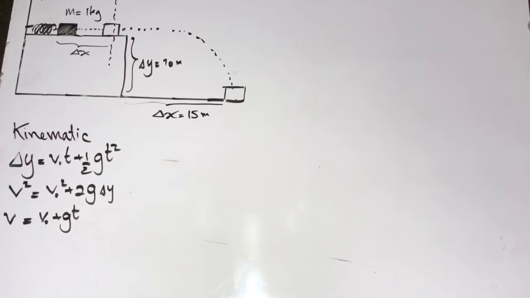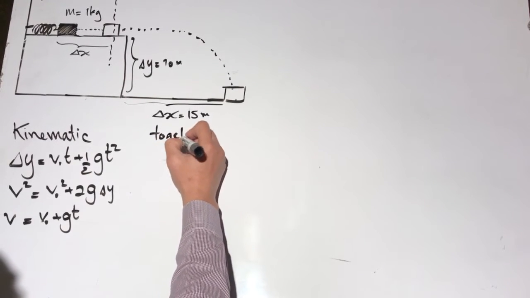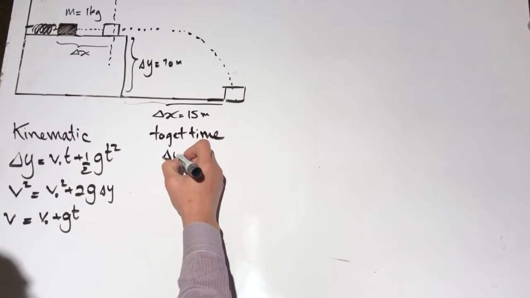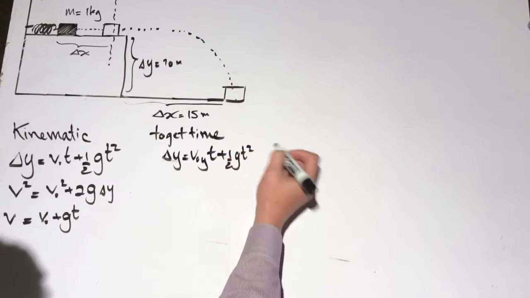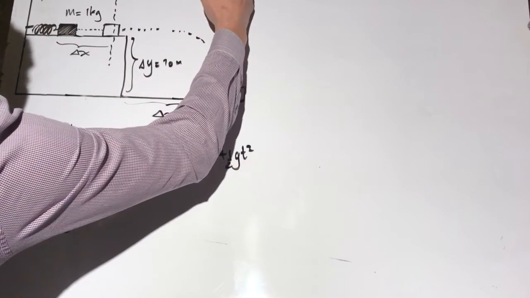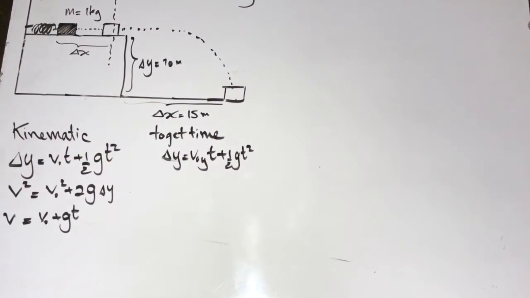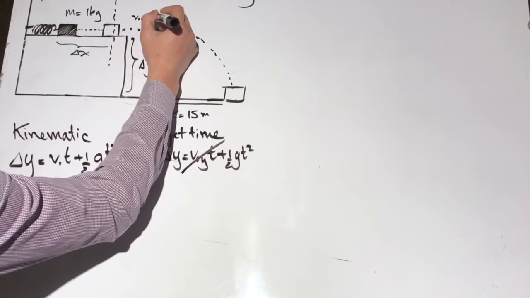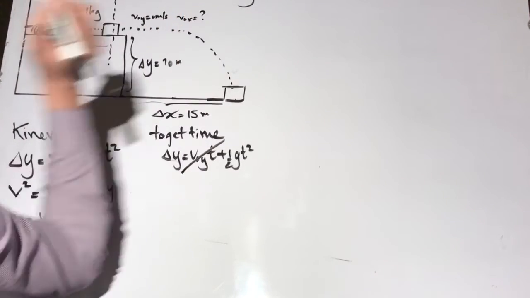We need the time in order to calculate the initial velocity in the x direction. So to get time, I'm using this equation, plus 1/2 g t squared. Over here, I'm going to use 10 for gravity, so gravity is equal to 10. Remember, the initial velocity in the y direction is equal to 0. You only have Vox, which is what you don't know. That's what you're looking for.